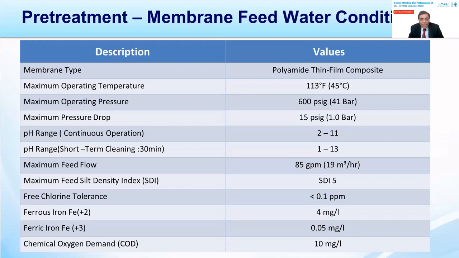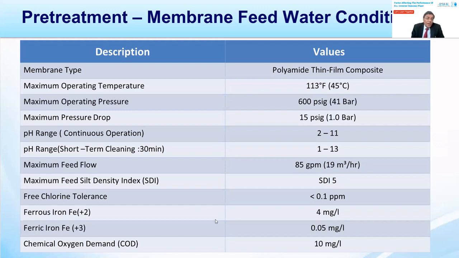Then we have a limit for iron, Fe+2. Iron exists in two forms, one is ferrous and the other is ferric. The concentration for both has been mentioned, and it is better to remove the iron if it is present in the source water. That can be done by installing a filter, or you can oxidize ferrous into ferric by chlorination or by oxygenating the ferrous, and then you can remove it with a sand filter.